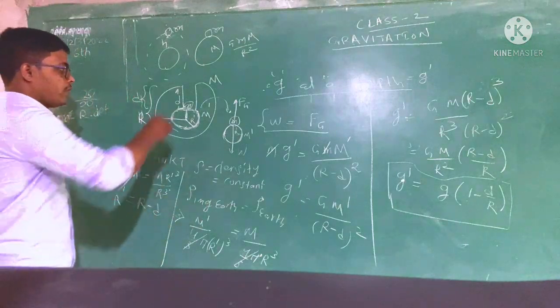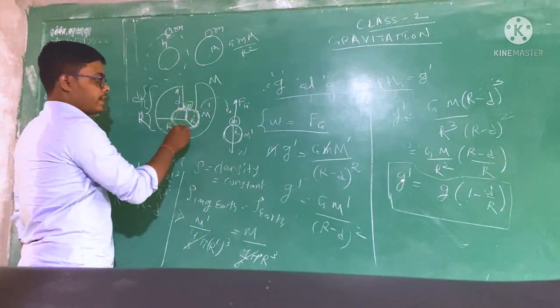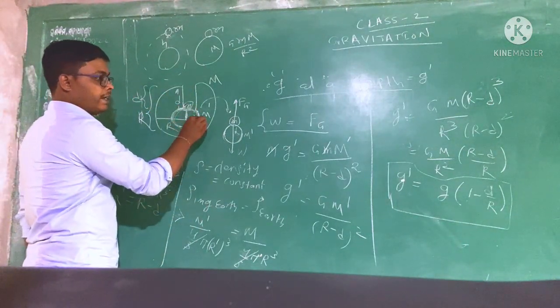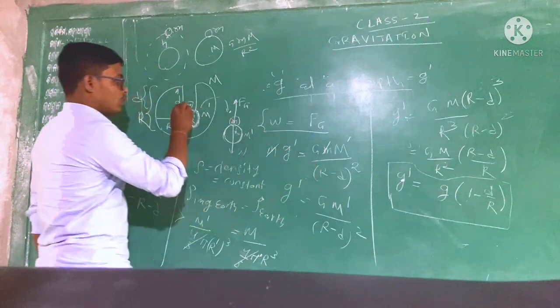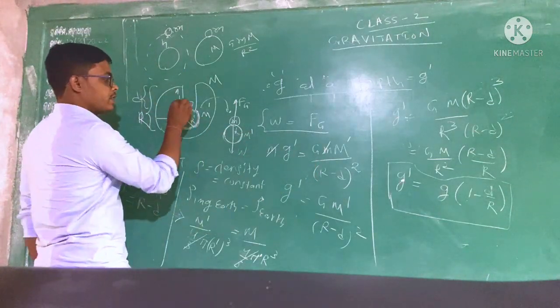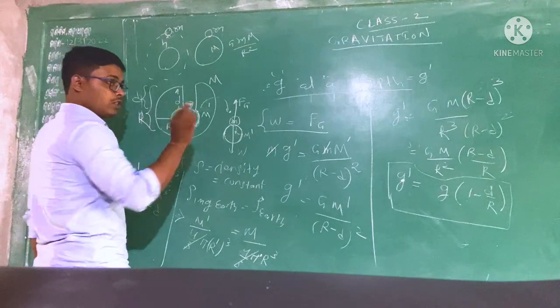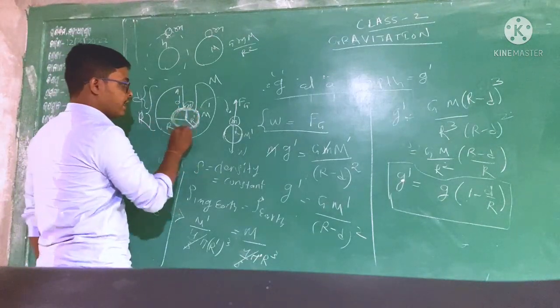Then remember we are situated on the imaginary earth surface. So we have to write the gravitational force between the two massive objects. One mass is small m and another mass is not the earth mass, it is the imaginary earth mass.